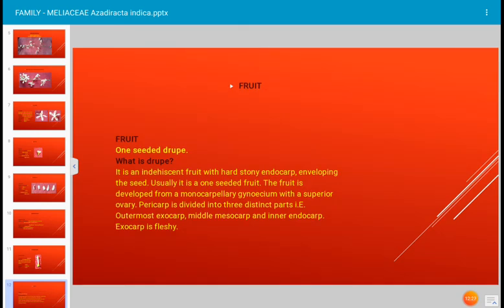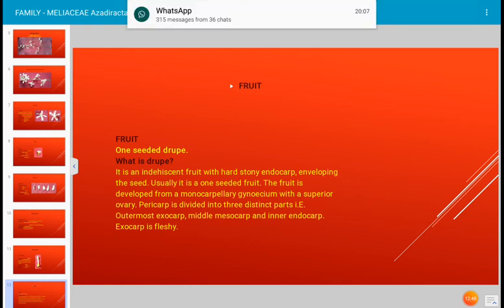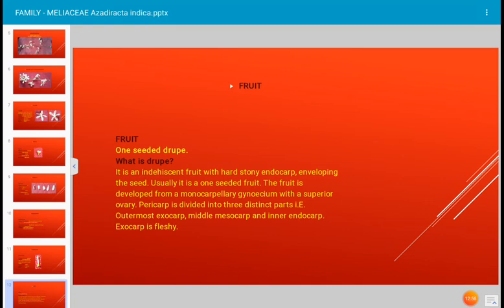Next, this is the fruit. It is a one-seeded drupe. In the fruit only one seed occurs. In Azadirachta indica, in Marathi it is called limboli, and the fruit is a one-seeded drupe type of fruit. What is drupe? Drupe is an indehiscent fruit with hard stony endocarp enveloping the seed. Usually it is a one-seeded fruit.